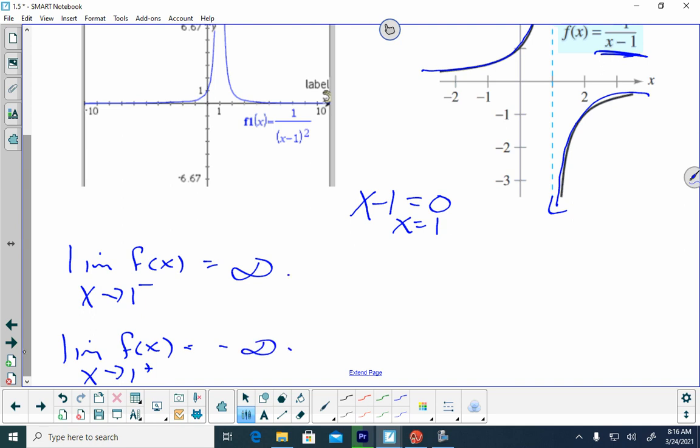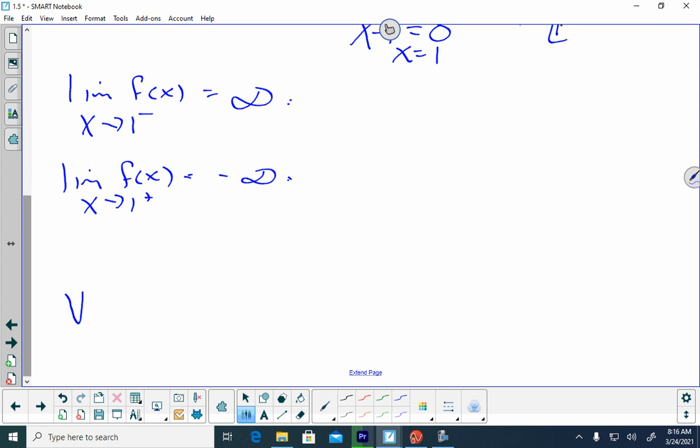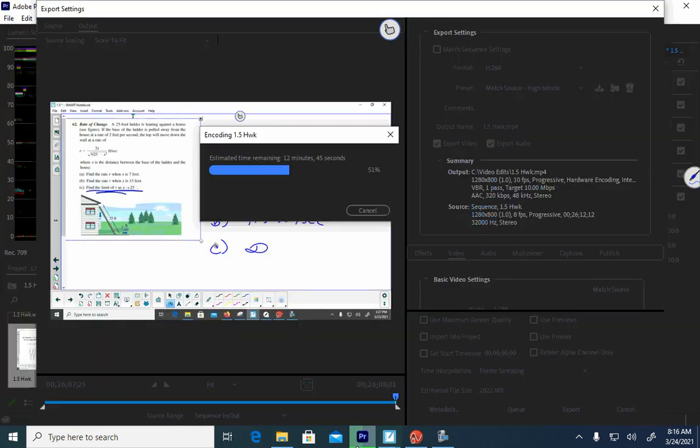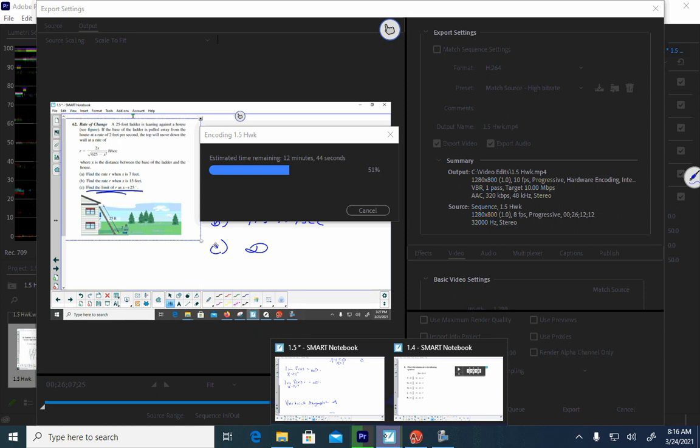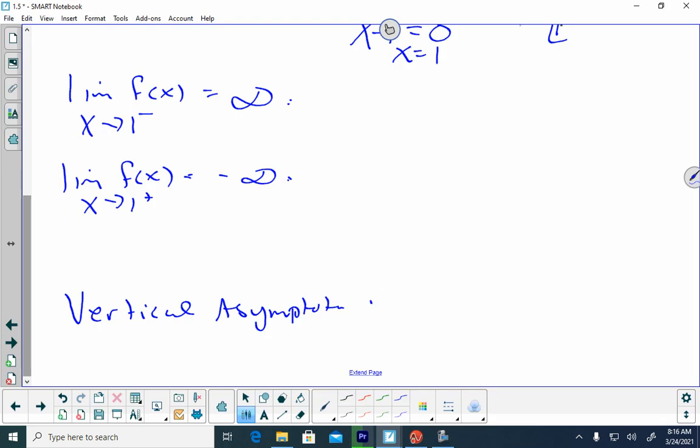Since I have infinity and negative infinity, or they could both be infinity, or both negative infinity, since my limits as I'm approaching that number from the left and the right are infinity and negative infinity, then I'm going to say that I have a vertical asymptote at, and then you have to write an equation, at x is equal to positive 1, and that's the equation of my vertical asymptote.